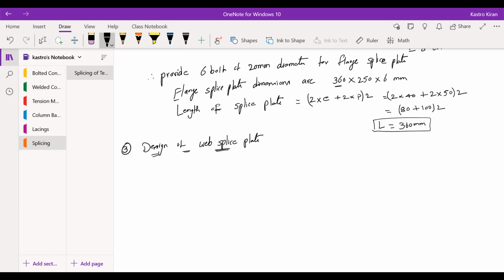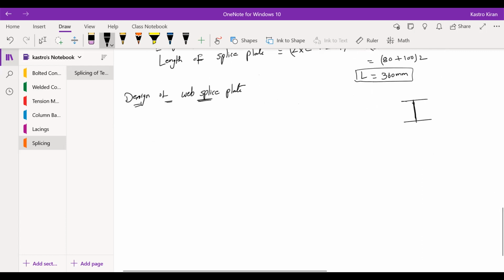So technically, the web actually resists the shear force. If you take the I section, the function of the web is to resist the shear force. So here we are going to consider only the shear force values. Okay, so let's write this in the statement form.